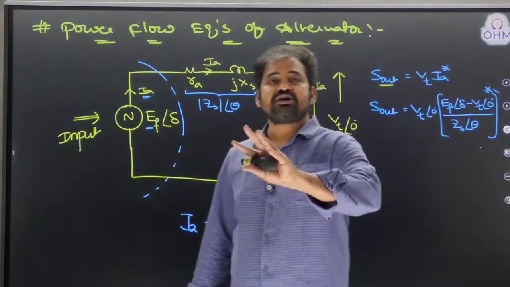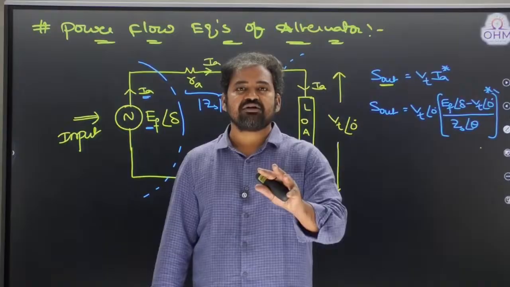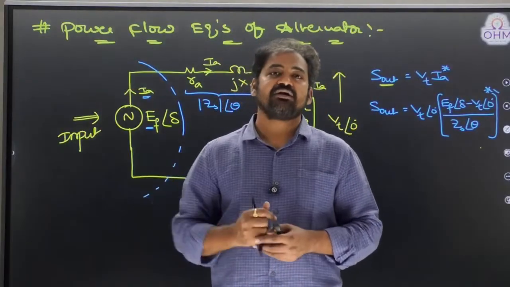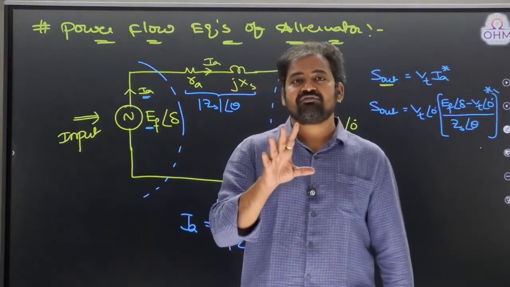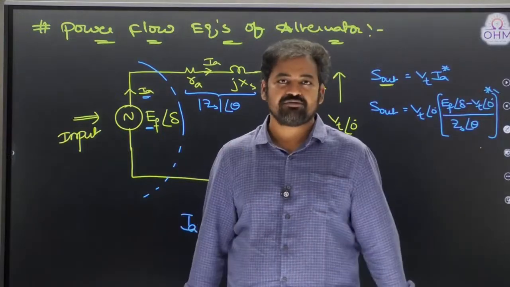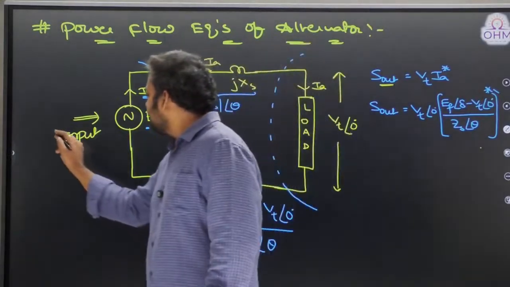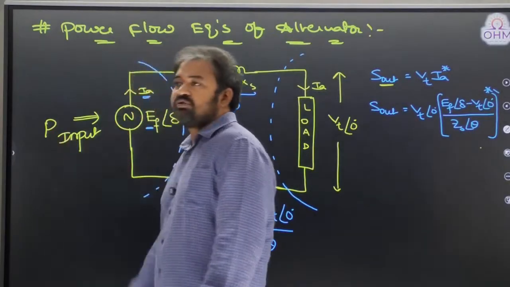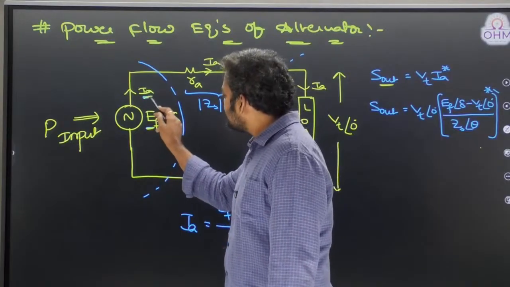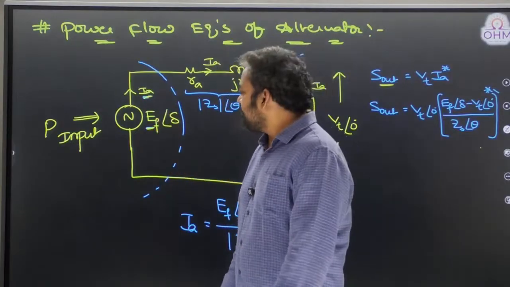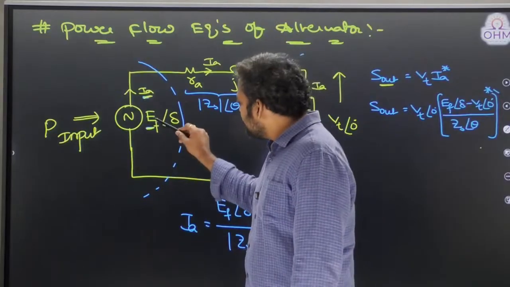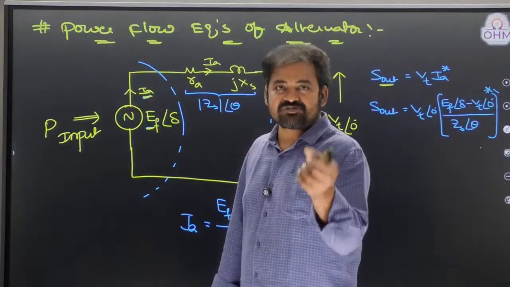We know what a generator will do generally. Generator will convert mechanical power to electrical power. Therefore, the input power is mechanical, and remember, mechanical power will have only an active component. It does not have any reactive component. Therefore, I would like to calculate active power input to the machine. Yes, that means I need this voltage and this current. Obviously, active power means the real part of VI conjugate.